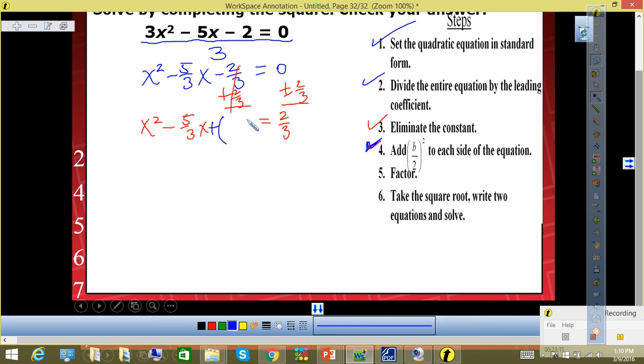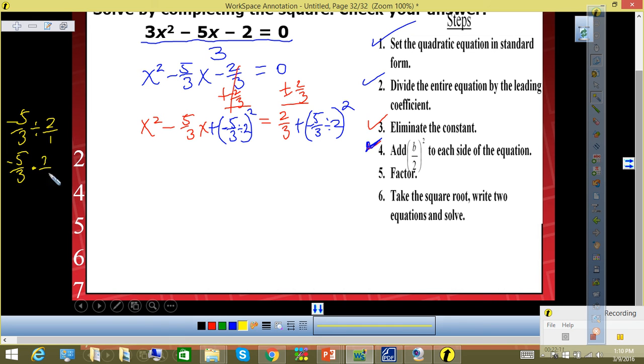I'm going to add b over 2 squared. What is b? Negative 5/3, right? Negative 5/3. But instead of writing over 2, what should I write? Divided by 2. Negative 5 over 3 divided by 2. That should tell us that we have negative 5 over 3 divided by 2 over 1. This becomes negative 5 over 3 times 1 over 2, which becomes negative 5 over 6.